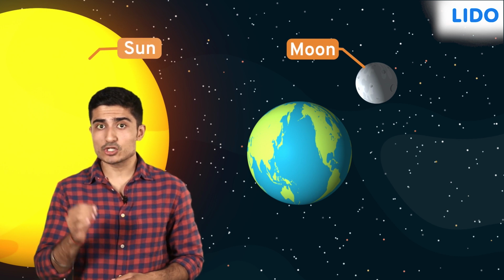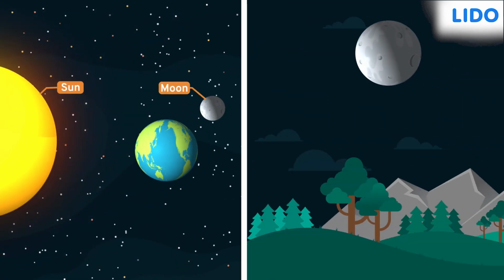Although the sun is much bigger, the moon appears larger in the sky because it is closer to the earth than the sun. The moon is called the satellite of the earth. It completes one revolution around the earth in 29.5 days and it completes one rotation around its axis in the same number of days. And this is why from the earth we can only see one side of the moon.